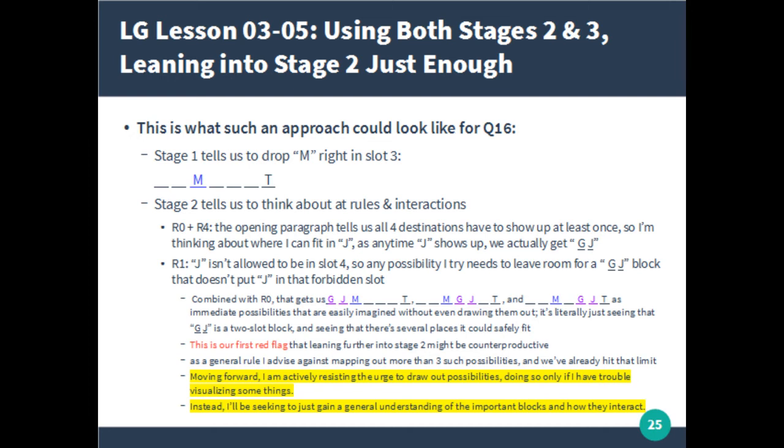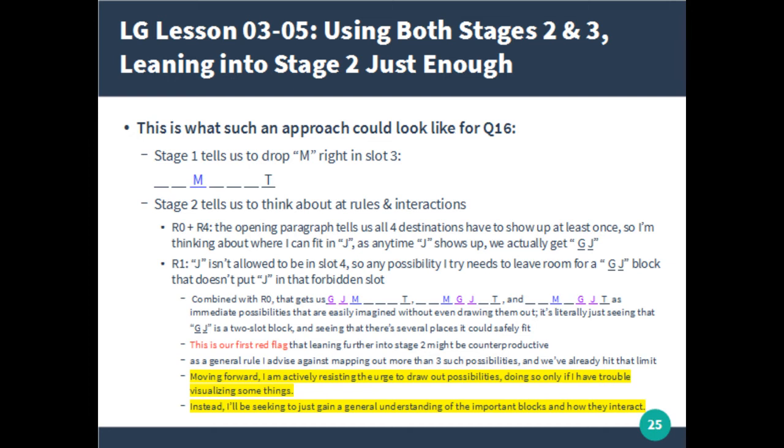Like, okay, there's a lot of possibilities that I can tell so far, and I haven't even accounted for other things yet. So in my head, the alarm klaxons are already going off. I'm like, okay, this is a dangerous stage 2 situation. So I'm actively resisting the urge to draw out more possibilities, doing so only if I have trouble visualizing it.